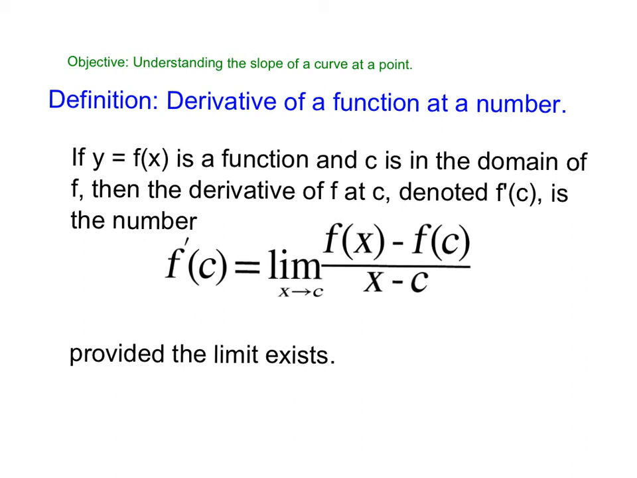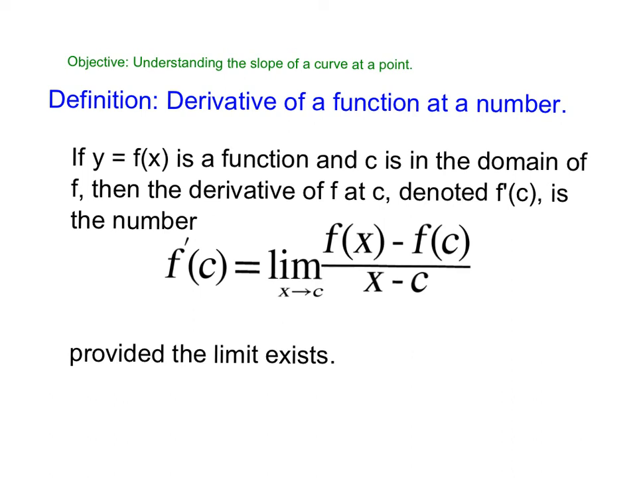All right, definition, write this down. Derivative of a function at a number. If y equals f of x is a function and c is in the domain of f, then the derivative of f at c, denoted f prime of c, is the number f prime of c equals the limit. Basically, when we find the limit, instead of calling that the slope, we call that the derivative. It's just another name for slope.